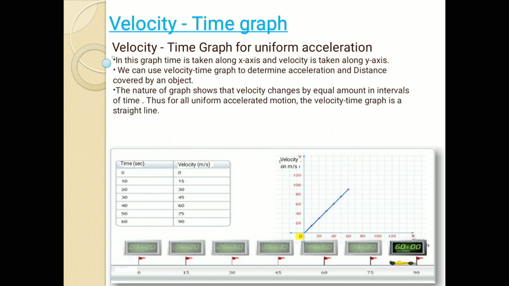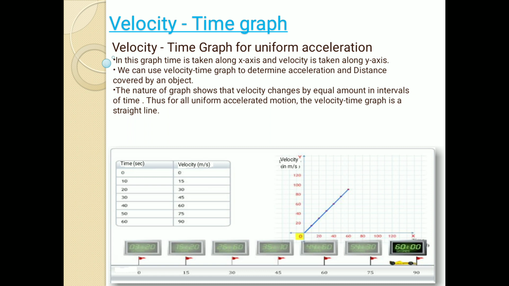See here, the nature of the graph shows that velocity changes by equal amounts in equal intervals of time. Is it correct? Look here, in the table you can see that time is changing by equal amounts: 10, 10, 10, 10, and velocity is also 15, 30, 45, 60, 75 and 90. The same 15, 15 difference is there. Is it right? So velocity is changing by equal amounts and time is also equal. So this we can call uniform acceleration, right?